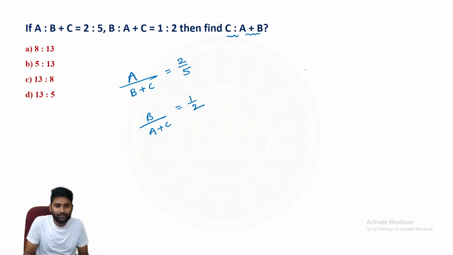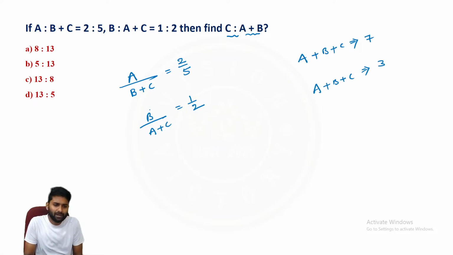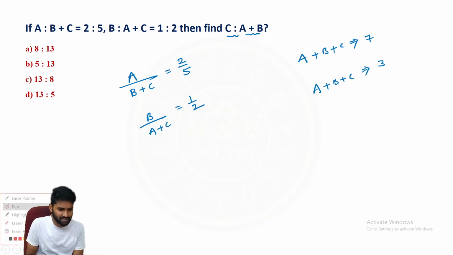Guys, if you check the first expression, the sum of A, B, C is equal to 7. If you check the second expression, the sum of A, B, C is equal to 3. But if you observe both ratios, the elements are the same, so the sum must be the same. You can see that both expressions give different results. Now, how are we going to equate them?